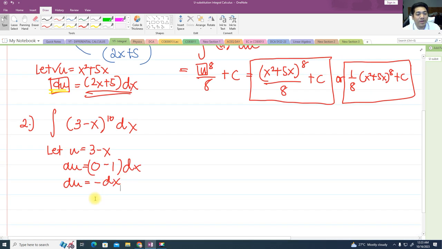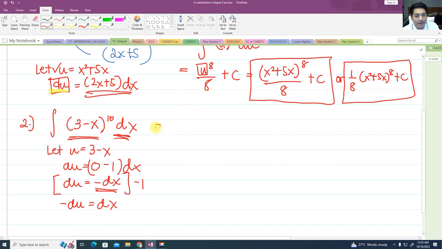So if we are going to substitute, we know that we only have dx here. And we got here a negative dx because the derivative of minus x is negative 1. So if I multiply both sides by negative 1, we have negative du equals dx. The purpose of doing that is that we want, as much as possible, everything inside the integrand to be expressed in terms of u and du.